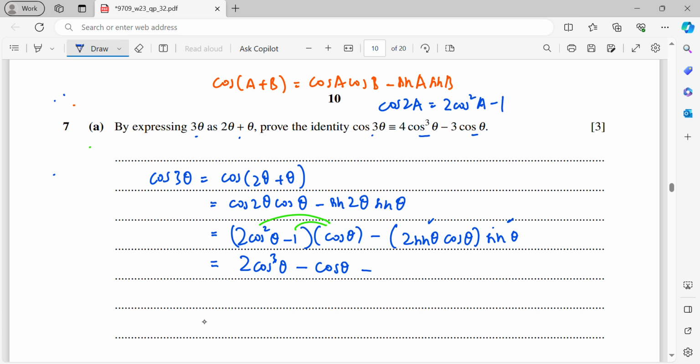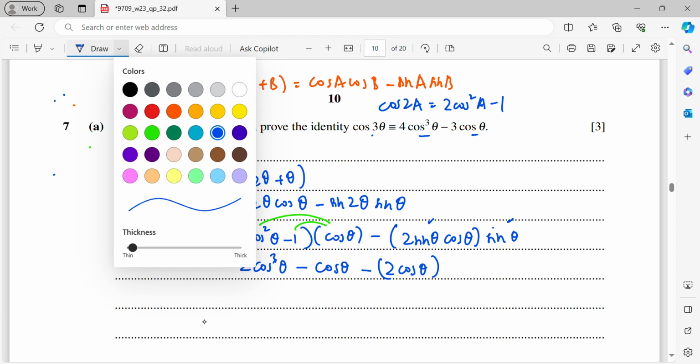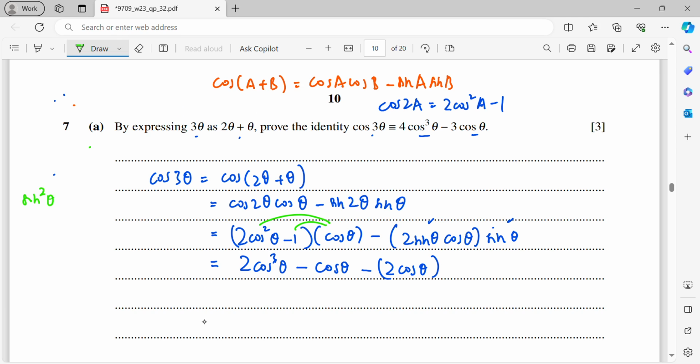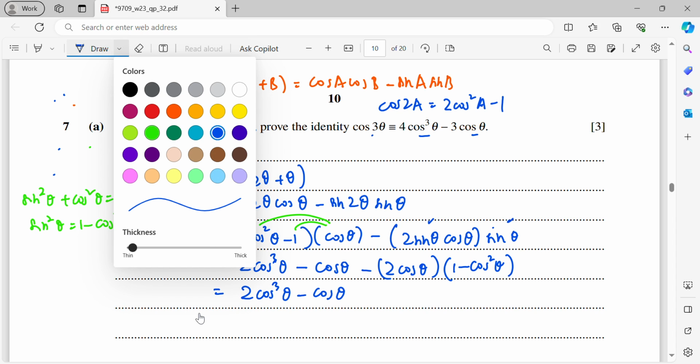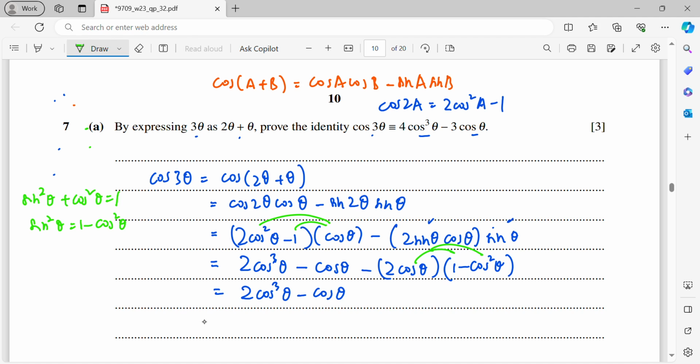So I will get minus 2 cos θ, and then the sine squared θ I will change using the identity sine squared θ plus cos squared θ is 1. Therefore, my sine squared θ is 1 minus cos squared θ according to the identity. So now I will directly change. The sine times sine is 1 minus cos squared θ. Okay, and now just rewrite the first two terms and then do expansion. And don't forget there's a minus here.